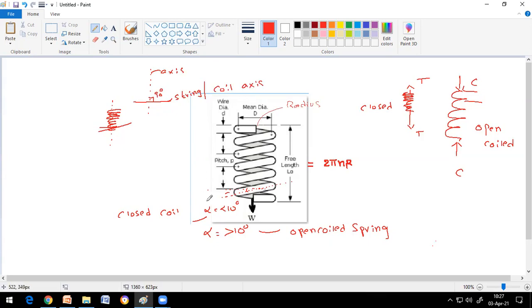That is what I am saying here. The closed coil helical spring will have a helix angle less than 10 degrees. What do you mean, less than 10 degrees? It might be 1 degree, 2 degrees, 3 degrees, starting from the minimum up to 10 degrees. The angle alpha of 0 degrees means it will be equivalent to 90 degrees between the axis of the spring and the axis of the string. Clear? So by that we can understand what exactly the closed coil helical spring means.